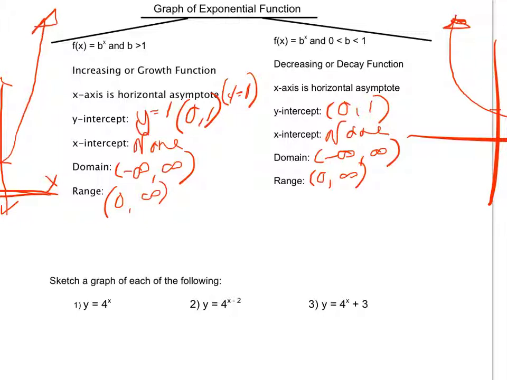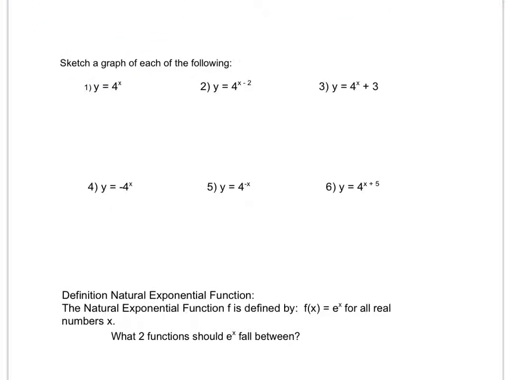So as my graphs get shifted, keep in mind that these characteristics are for f of x equals b to the x. So as I apply different translation or shifting rules, I may have some different y-intercepts, x-intercepts, asymptotes, etc. So looking at just a couple of these where I want to sketch some graphs, giving myself an axis here.